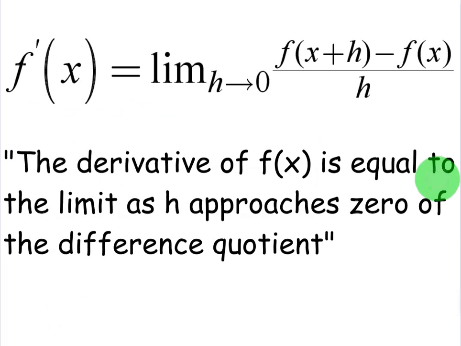So let's read this together. The derivative of f of x is equal to the limit as h approaches 0, as our two x values get closer to each other, or our time values in terms of the car, of the difference quotient. So this is called the difference quotient. It's the change in y over change in x. It's the same thing as when you learn slope in Algebra 1, okay? It's just now we're talking about curves and other things, but it's still the change in y over the change in x.